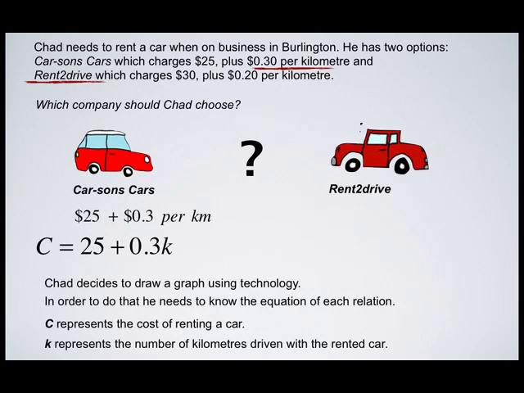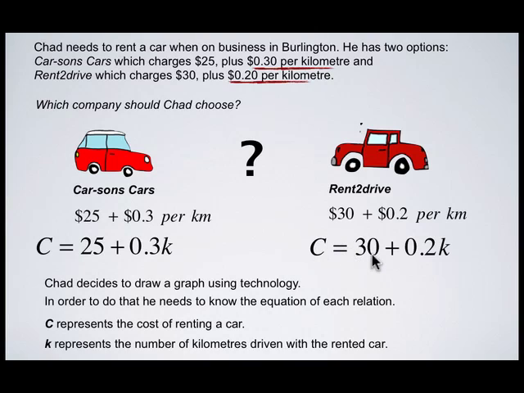So Rent to Drive, now, they charge $30 per day plus 20 cents per kilometer. And so when we write our equation for Rent to Drive, it's going to be C equals 30, which is the flat rate fee, $30 per day, plus 0.2 times K, which is 20 cents per kilometer driven. So what you're going to do is open up Geometry Sketchpad.